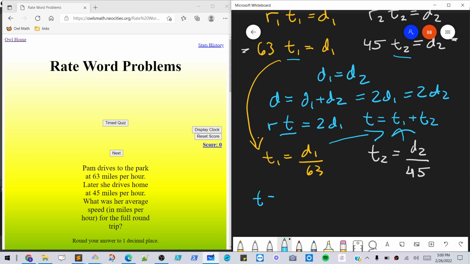So t is going to be d1... we want t1 plus t2, so it's going to be d1 over 63 plus d2 over 45. And then what we can do is get common denominators. So let's multiply this one by 45. We'll multiply this one by 63.